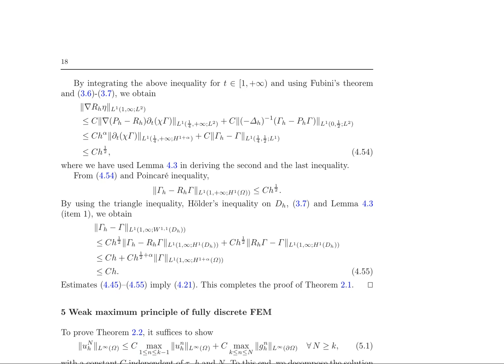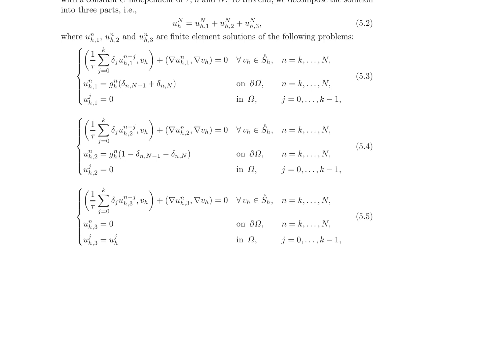Furthermore, using the Poincaré inequality, we obtain ‖∇Γ_h R_h Γ‖_{L^1(1,∞;H^1(Ω))} ≤ c h^{1/2}. By applying the triangle inequality, Hölder's inequality on Ω_h, equation 3.7 and lemma 4.3, item 1, we derive the estimate ‖∇Γ_h Γ‖_{L^1(1,∞;W^{1,1}(Ω_h))} ≤ c h^{1/2}.